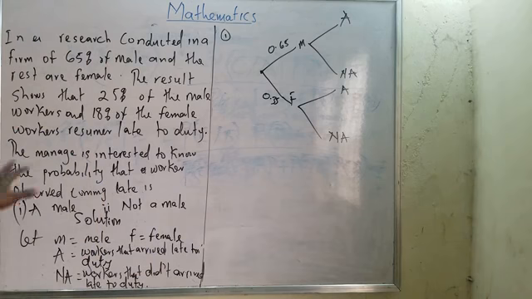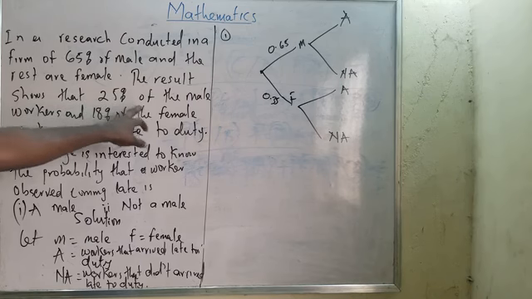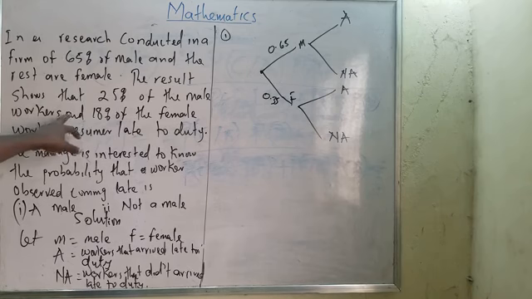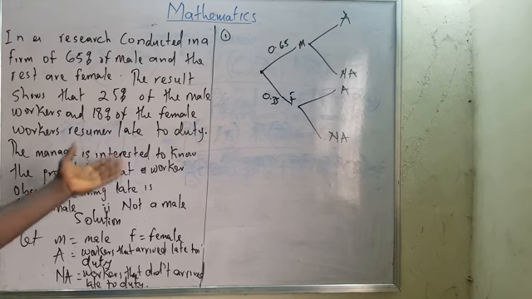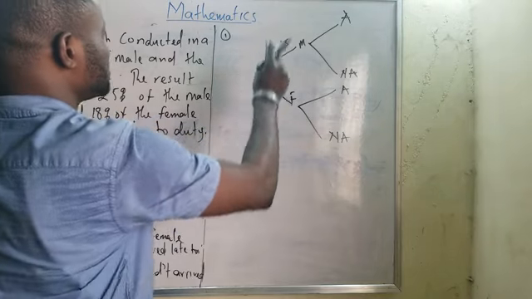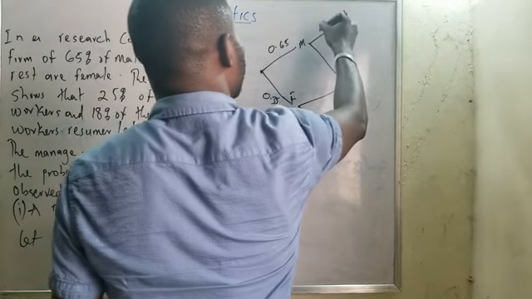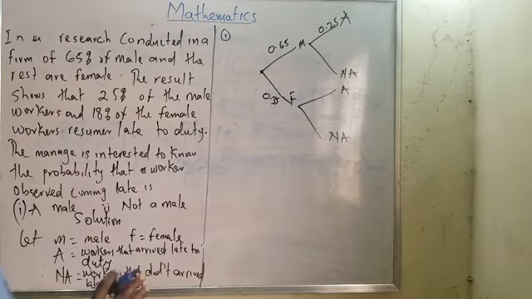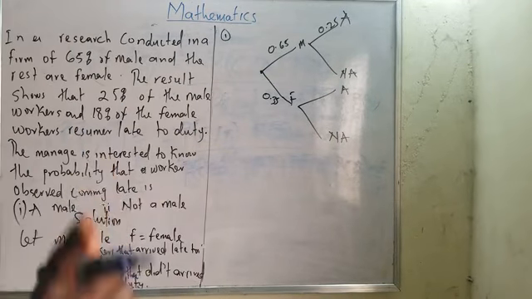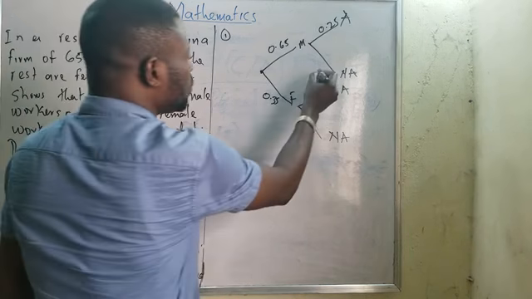Now, we are talking about the result that shows 25% of the male workers and 18% of the female workers resume late. At this point, I'm talking about 25%, which means 25 divided by 100, so 0.25 here. That is very good. Now, 100 minus 25 gives 75, which means 75%, it will be what?